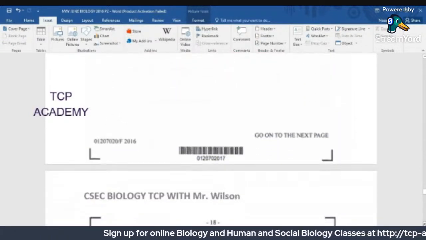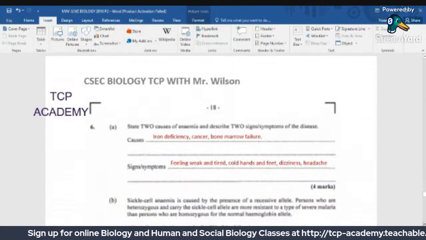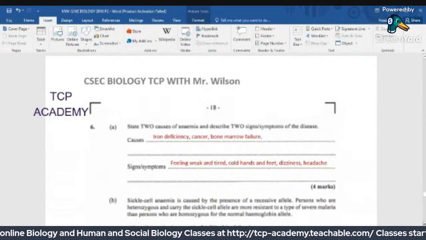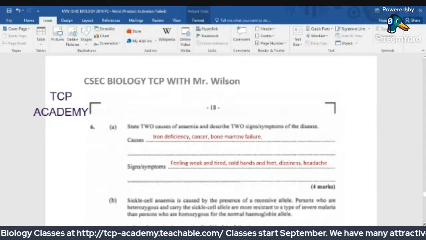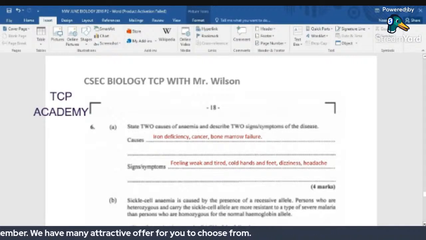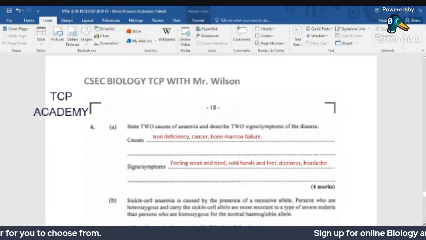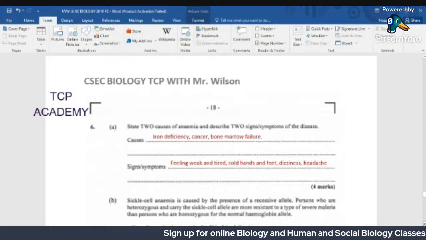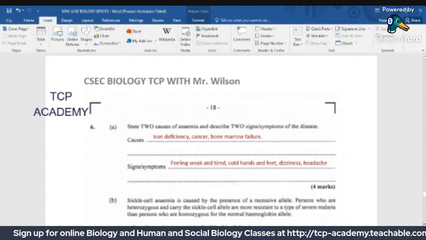I will move on to question number 6, which is the final question. A pretty interesting question. State 2 causes of anemia and describe 2 signs and symptoms of this disease. Now, the causes of anemia, there are so many, but the first one that will pop on anyone's lips is iron deficiency. If you have cancer, you could have anemia. If you have bone marrow failure, that could also cause anemia.